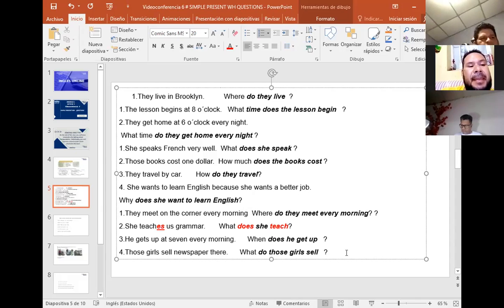So, you can see here the examples. Siempre hay que ver qué pronombre es el que estamos usando, si es plural, si es singular. Recuerden que si es singular usamos el does para tercera persona, y si es para plural o primera y segunda persona, usamos el do. How do they travel? Why does she want to learn English? Where do they meet every morning? What does she teach? When does he get up? What do those girls sell?